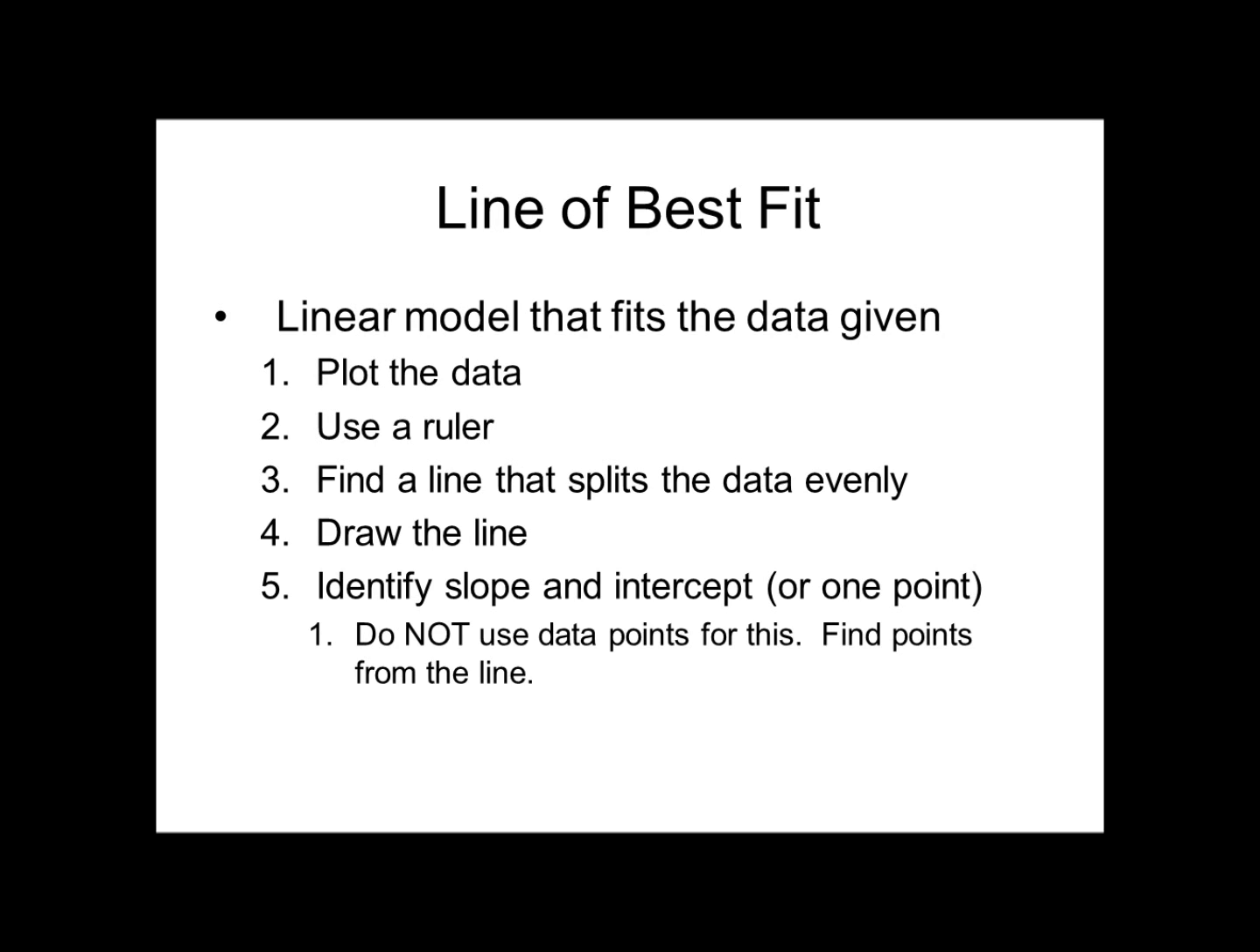Finally, you want to identify the slope of the line and an intercept, or you could just find one generic point or two generic points in order to find that slope. Do not use data points for this. Even if you have a data point on the line, don't use it. Use only points on the line you drew. So if you have to read them off of your graph, that's great. That's what you have to do. Do not use data points for this. Find points from the line.